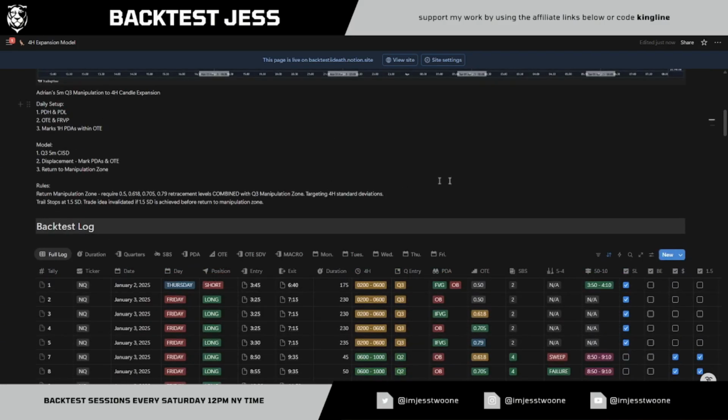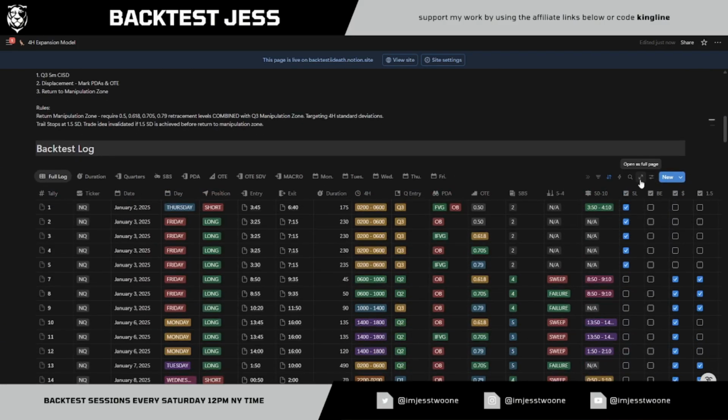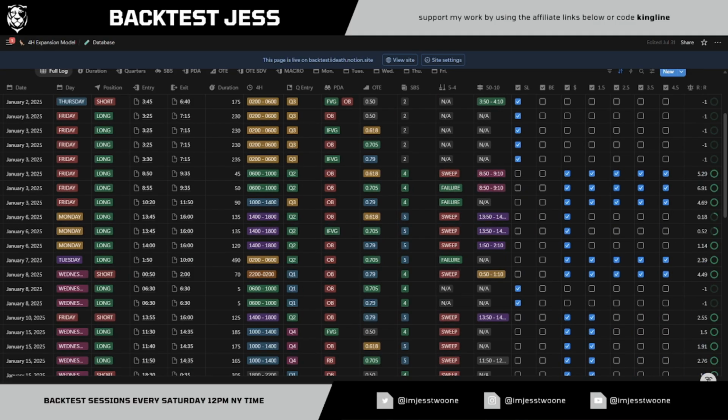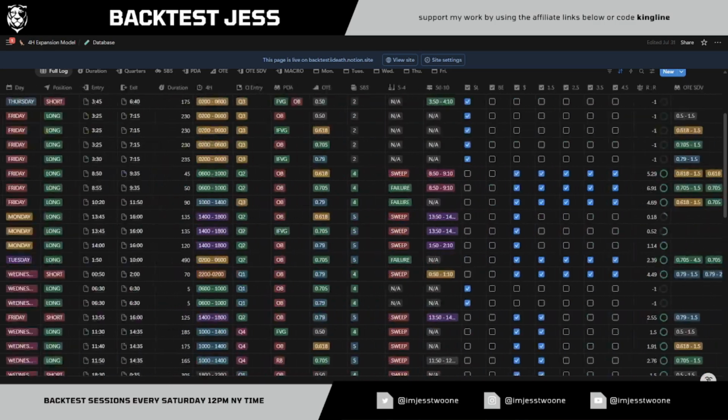Stefan, you just open as a full page. When you open as a full page, it's only bringing up the data log, and then you can scroll easily. Yeah.